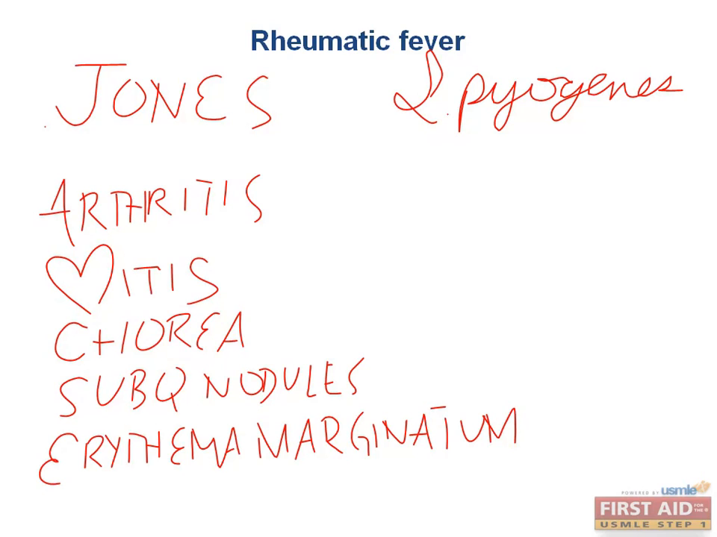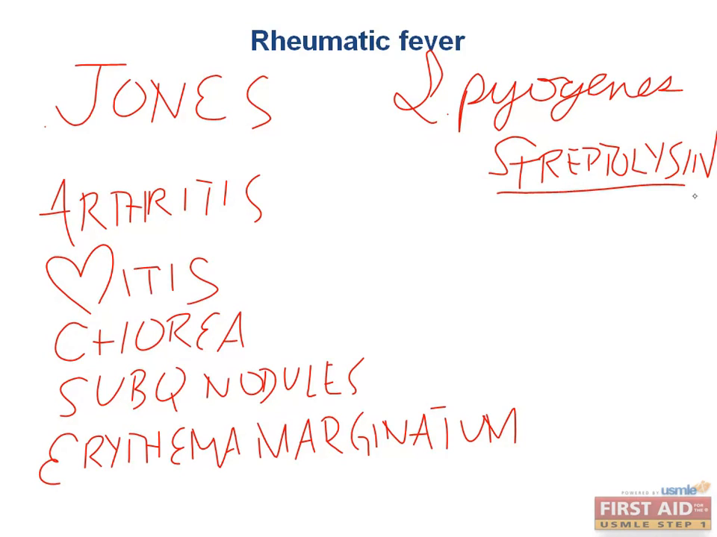Now, what do we know about the Streptococcus pyogenes? It's a group A strep, and we know they have a bunch of scary virulence factors that contribute to the pathogenesis and presentation that you would see with this disease. For example, Streptococcus pyogenes also has a toxin called streptolysin.